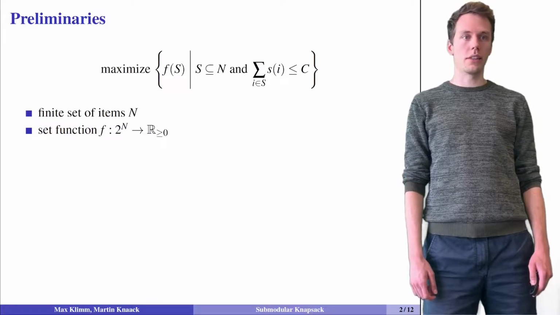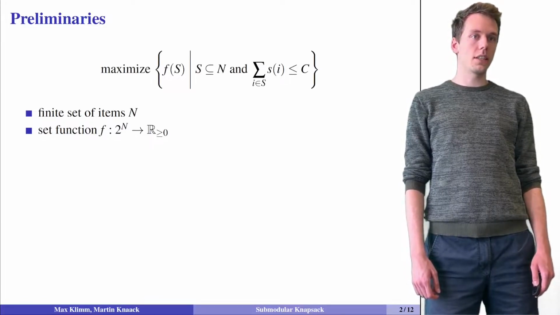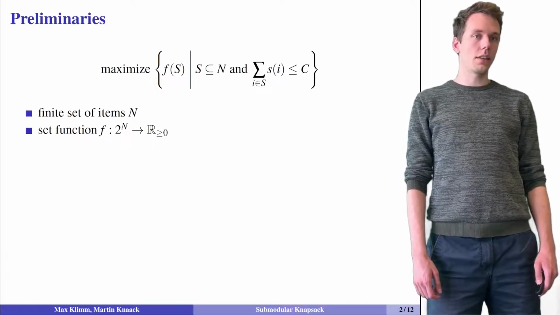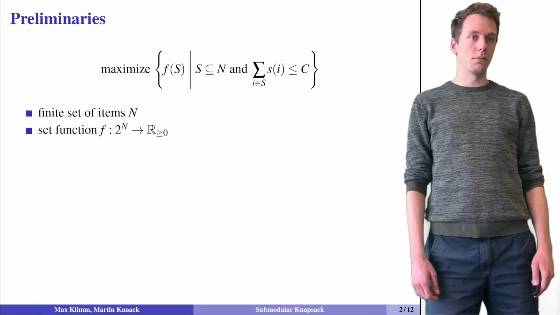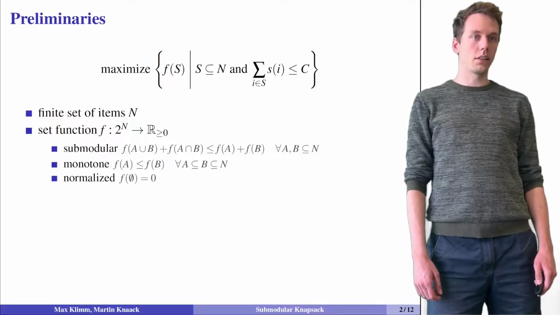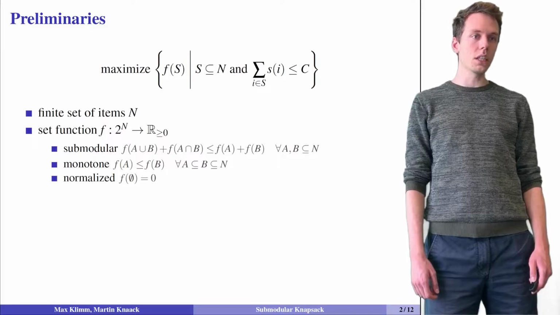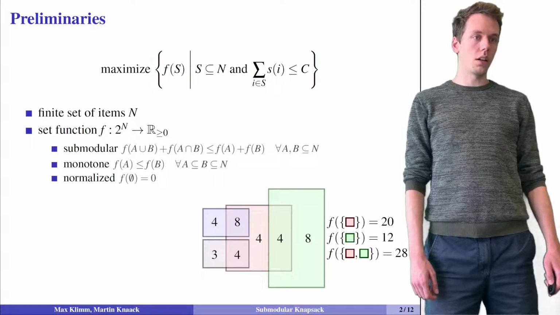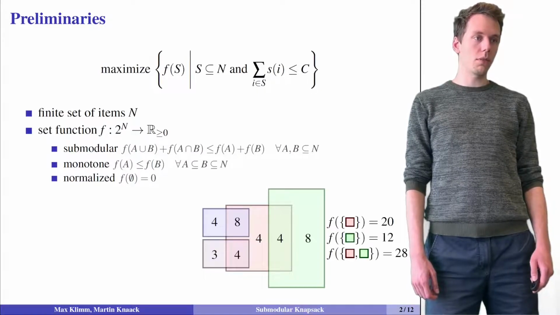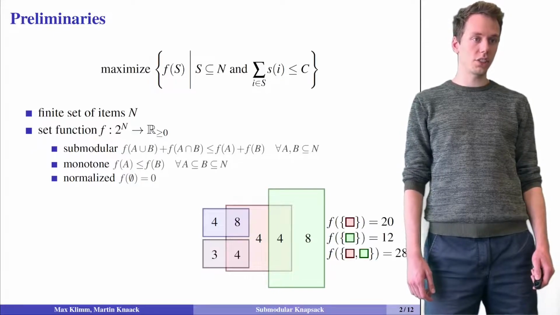So we are looking at the knapsack problem. We have a finite set of items and we have a set function f, and the set function has several properties. We are looking at a set function that is submodular, monotone and normalized, and we are looking at a small example here of how we can visualize such functions.